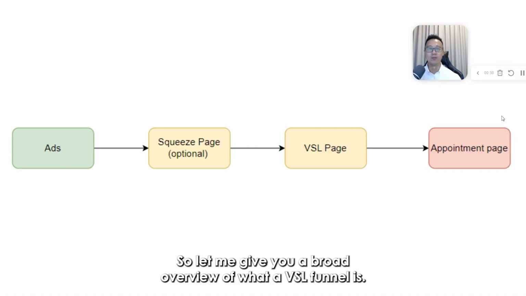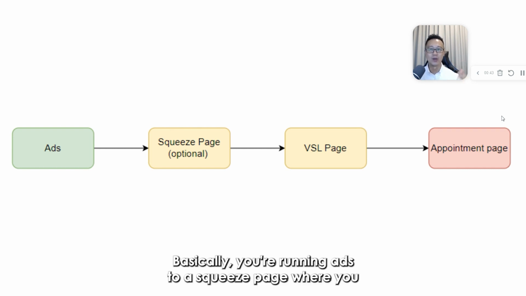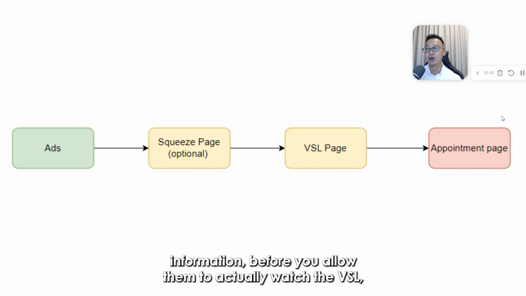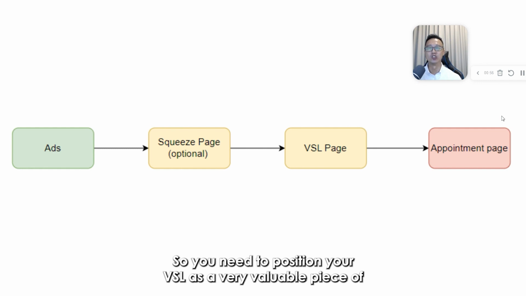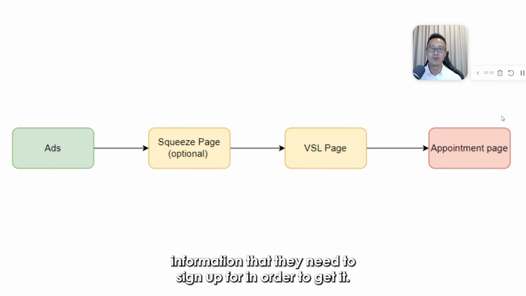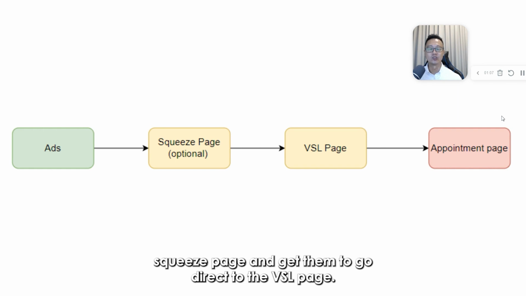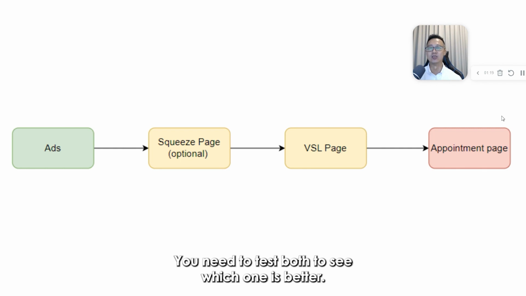So let me give you a broad overview of what a VSL funnel is. Basically, you're running ads to a squeeze page where you first collect some information from them, like contact information, before you allow them to actually watch the VSL. So you need to position your VSL as a very valuable piece of information that they need to sign up for in order to get it. Of course, you can also go direct and just eliminate the squeeze page and get them to go direct to the VSL page. That's totally fine too. You need to test both to see which one is better.